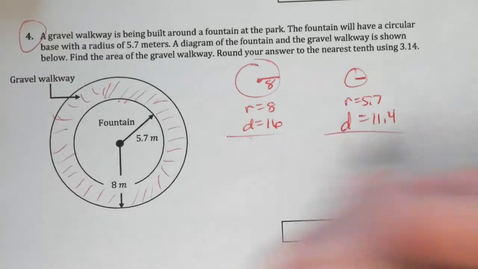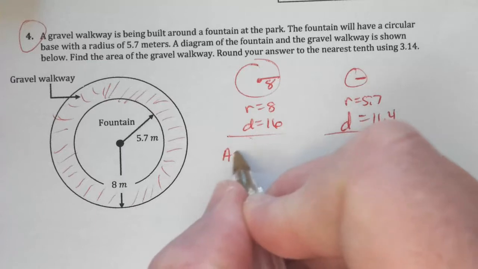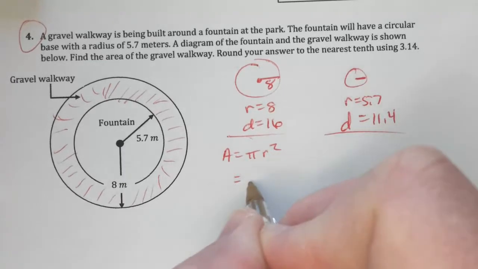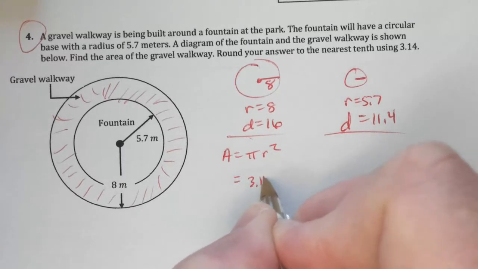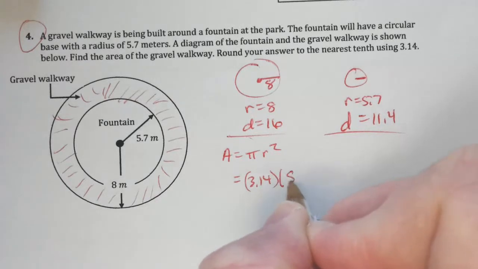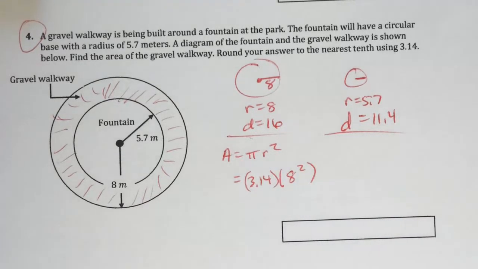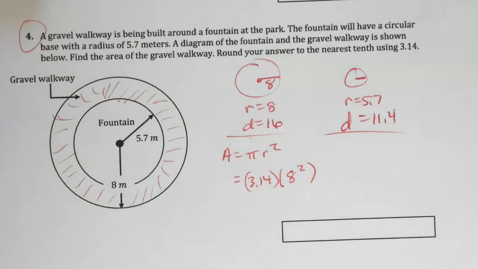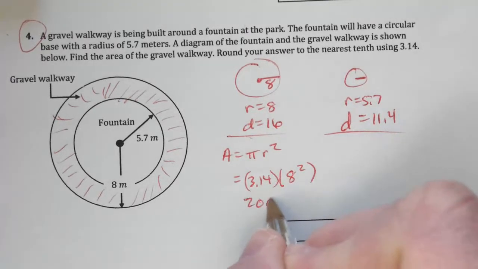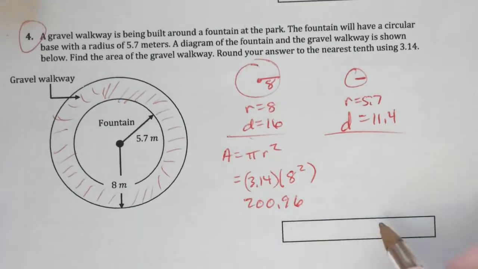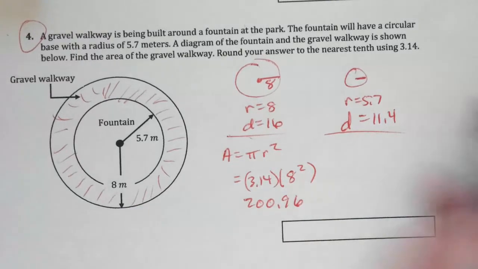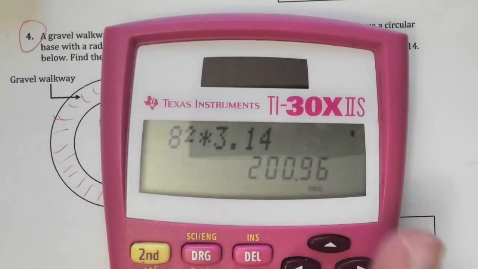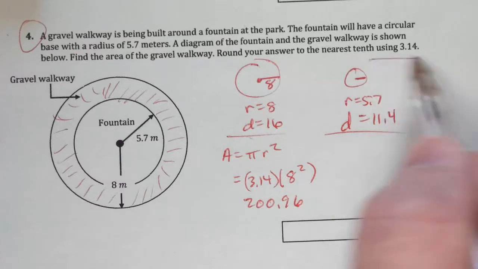All right, so with that, area is pi r squared. So that's 3.14 times 8 squared. I would always do the square first. That'd be the safer way. So 8 squared times 3.14. You pop out with 200.96. And notice I'm not rounding. Also notice that I use 3.14 because they said to.